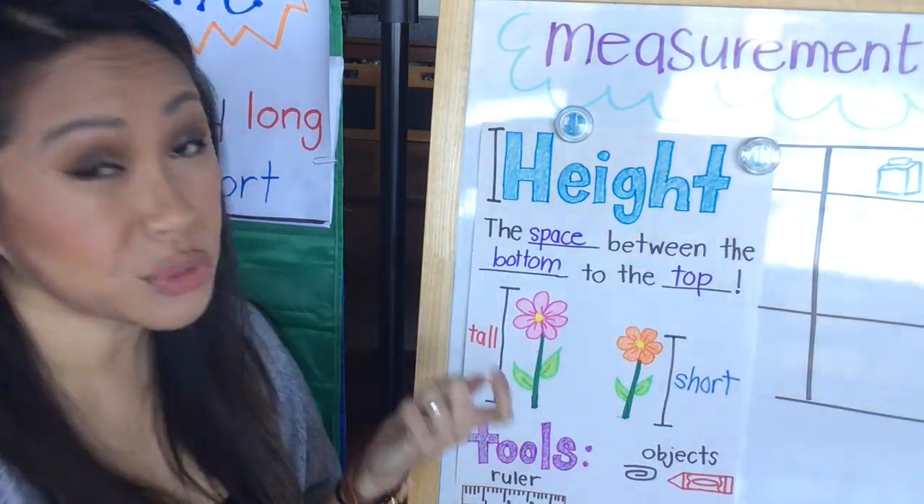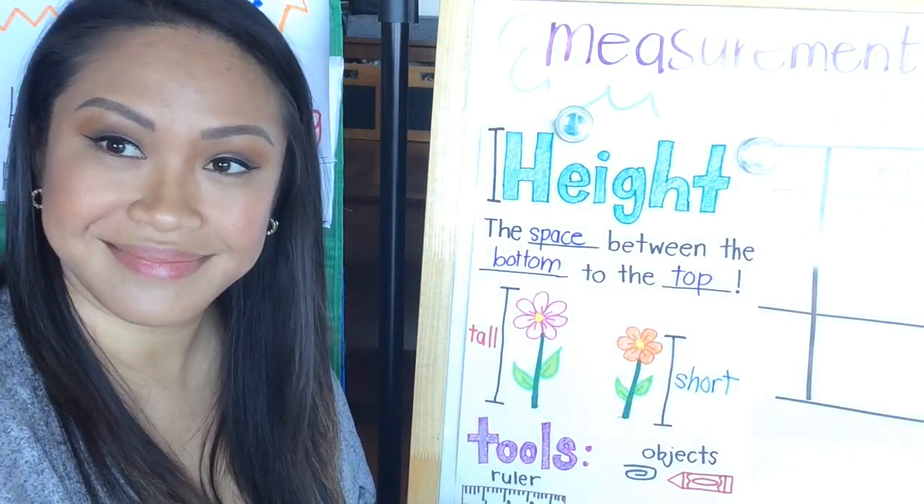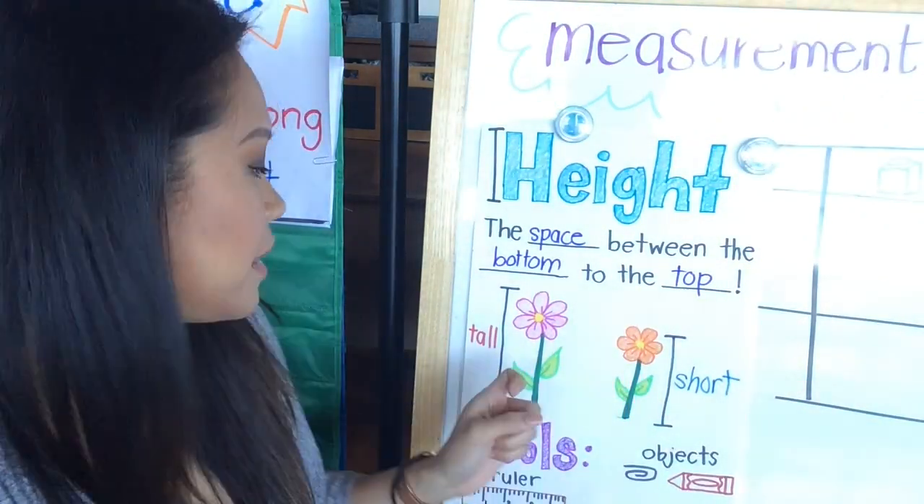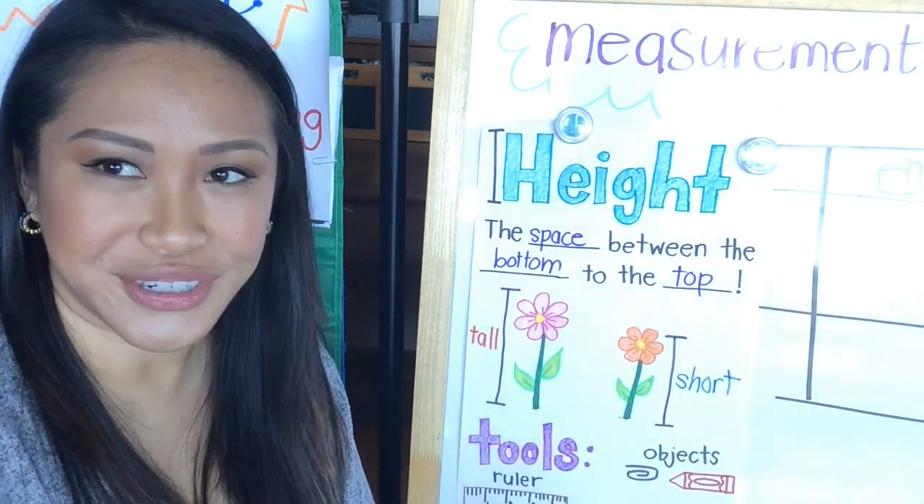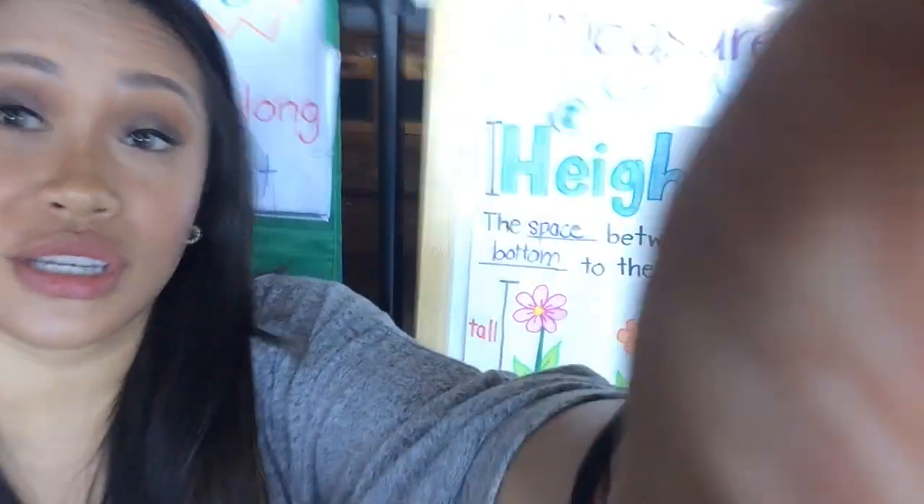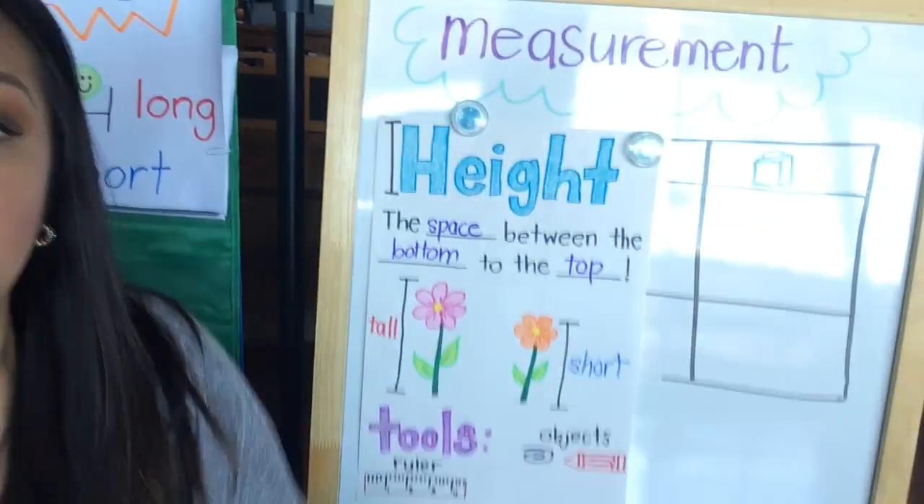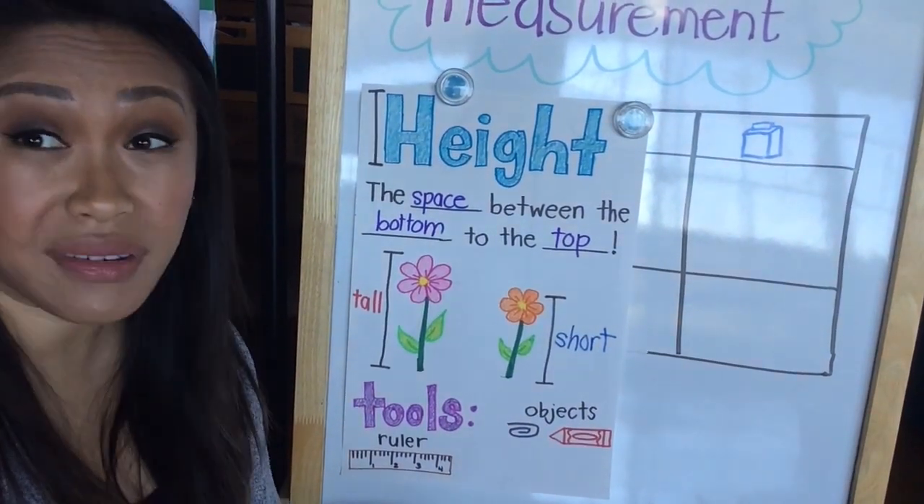Nice. So which one is taller, the pink flower or the orange flower? You're right, the pink flower is taller and the orange flower is shorter. Okay. Miss Pham also showed you some tools you can use for measuring. These are tools that everyone uses for measuring if you have it at home.